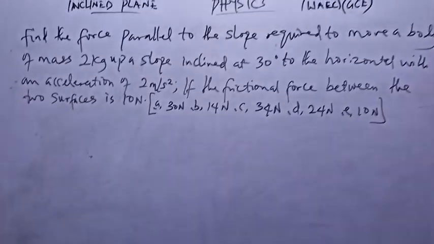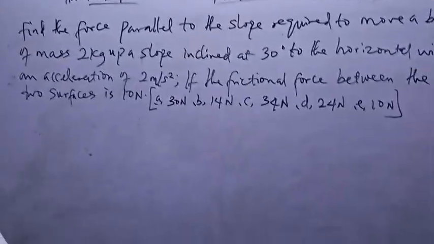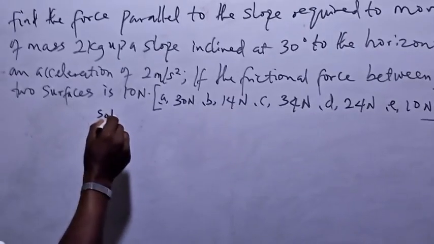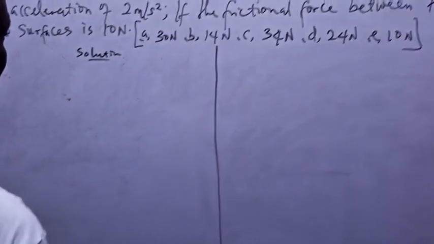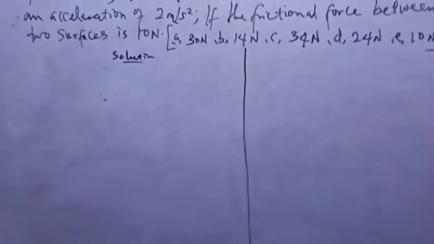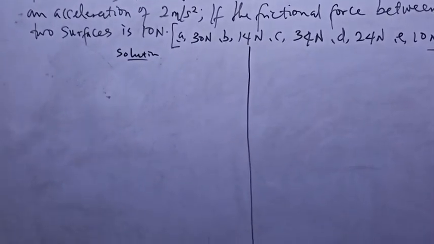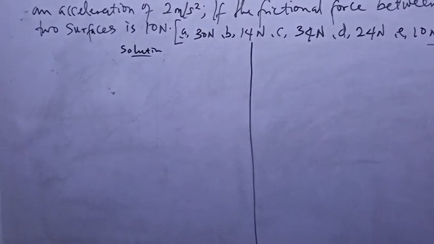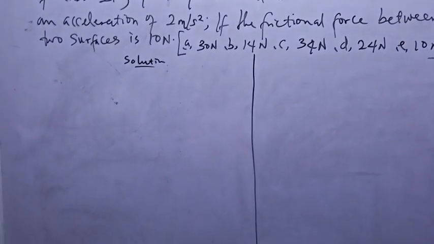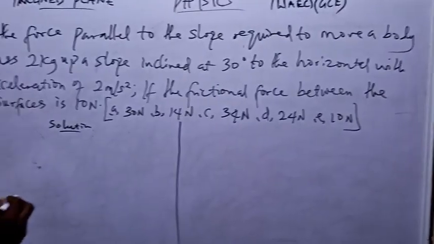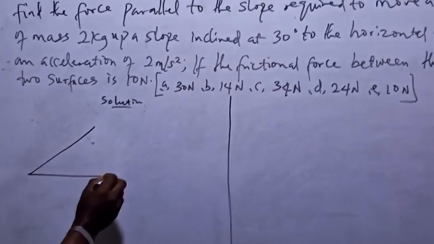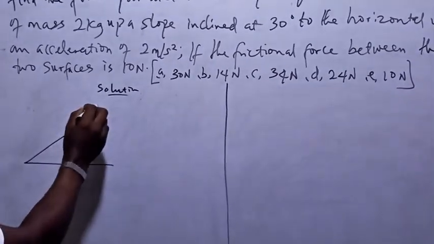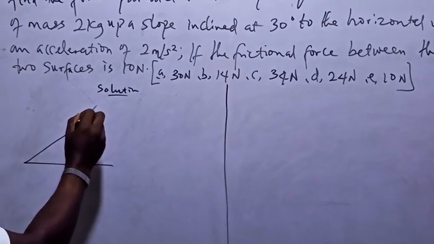Now let's see what the answer would be. So, solution. Like we usually do, let's have a free body diagram. With this, we will have an understanding of the statement of the problem. Let's say this is the slope, inclined at 30 degrees. See the slope.